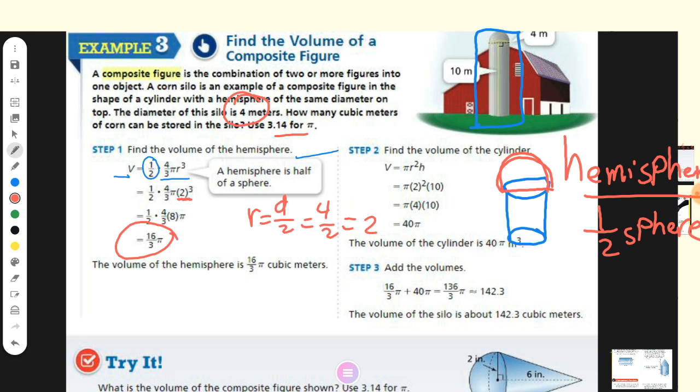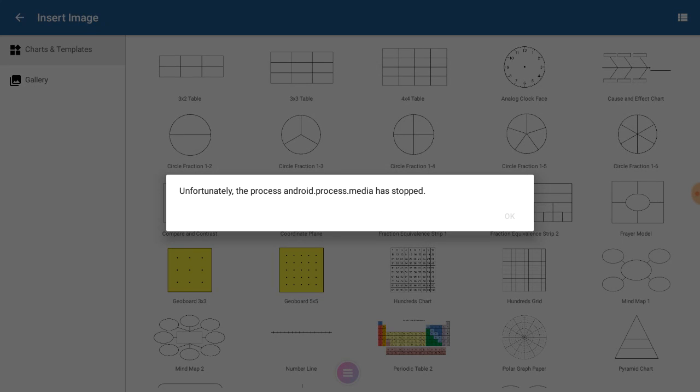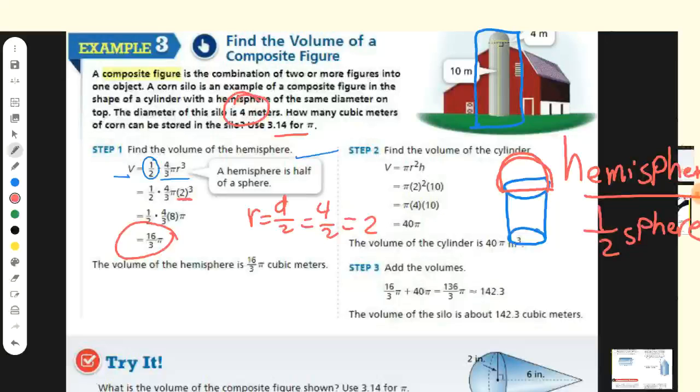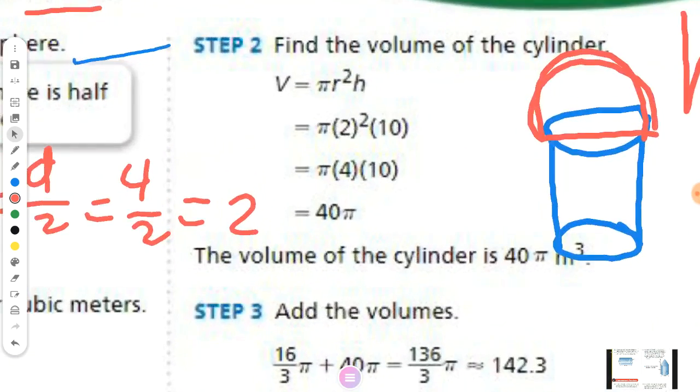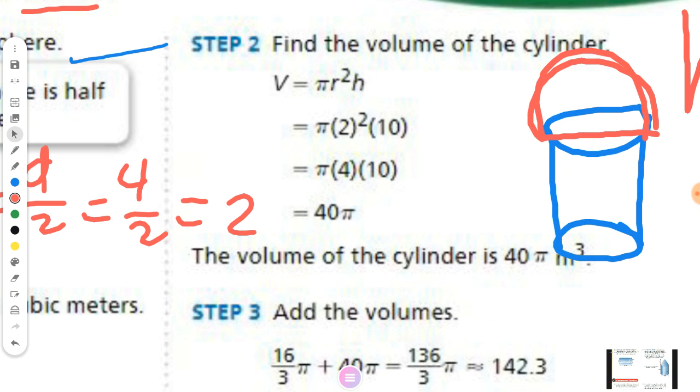On the other side, I need to calculate the volume of the cylinder. We know from before that the volume of a cylinder equals pi R squared h. So instead of R, put 2, which we already calculated. Multiply, and you will find the last number is 40 pi.